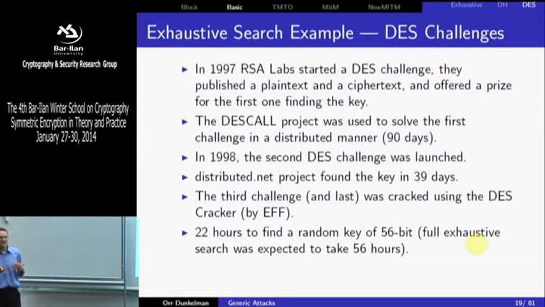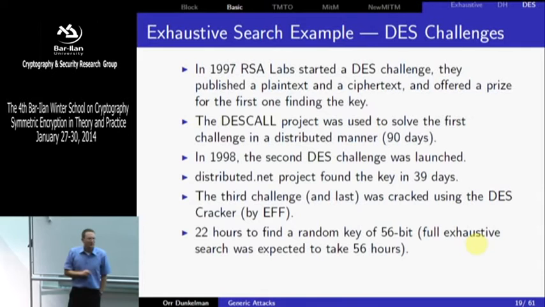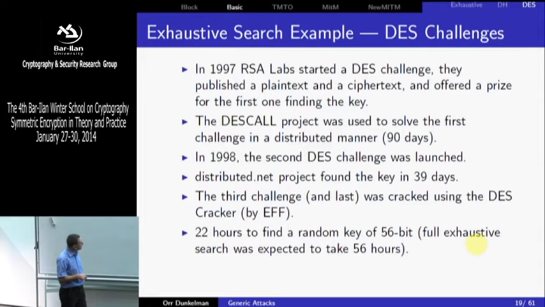And so at this point, RSA released the third challenge. Has anybody heard of the Electronic Frontier Foundation, EFF? Fighting for your digital rights, even when it's a lost cause. It's not an official slogan? Okay. So they had enough. They just went and built an exhaustive search machine that took 22 hours to find the key. They constructed the machine, built it, ran it, and found the key. Did they say how much it cost? $250,000.